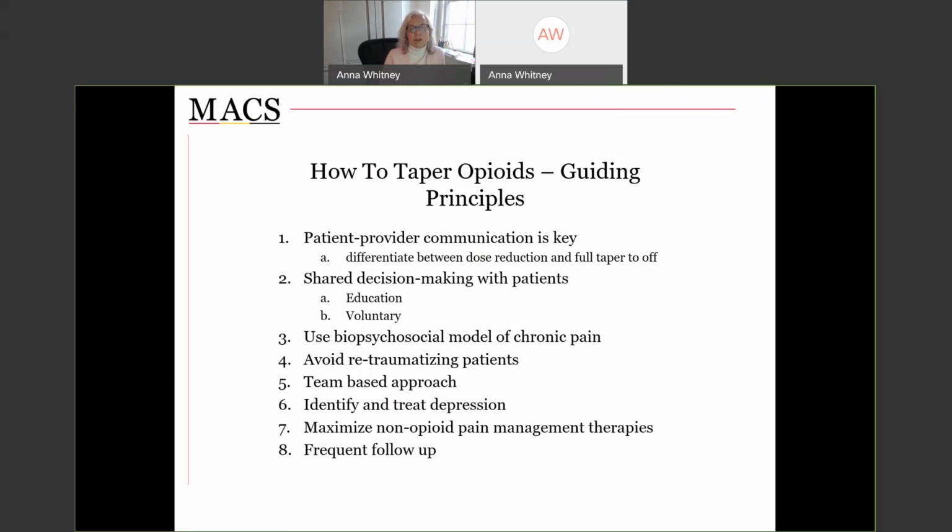So how to then think about tapering those opioids? Well, there are some guiding principles that have come out not only from the experience that prescribers and pain management specialists have had, but also from the HHS and other guidance. So as we've talked about already, patient-provider communication is key.